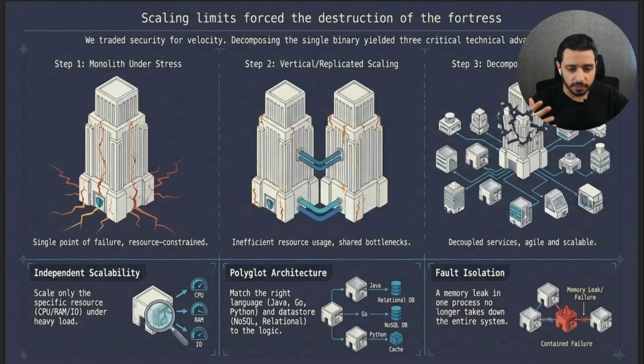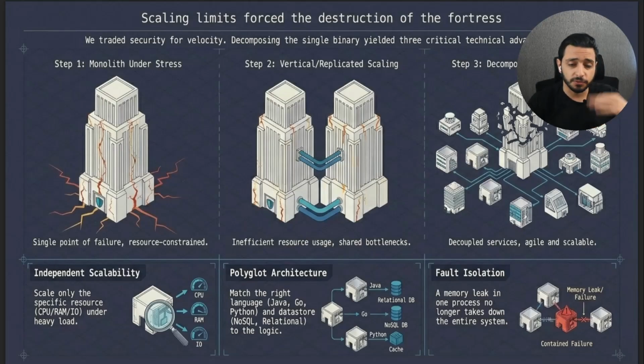So what is a microservice? Technically speaking, a microservices architecture decomposes a single application into a suite of small independent services. Each service runs its own unique process and communicates with others using lightweight mechanisms, typically an HTTP-based API or message brokers. Instead of a single massive binary, you have a distributed system of components, one for identity, one for payment processing, and another for inventory management.